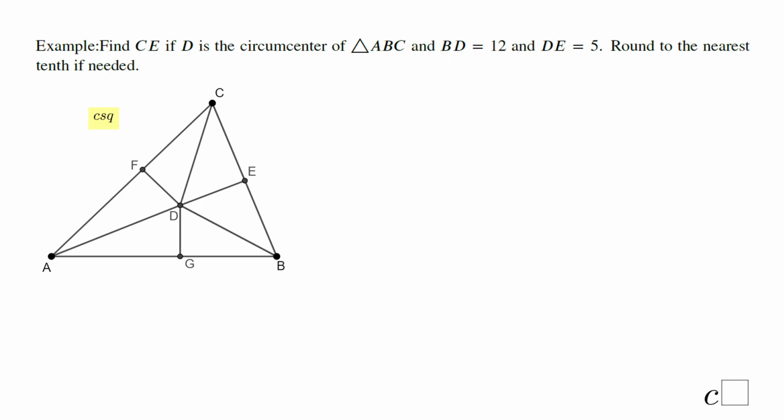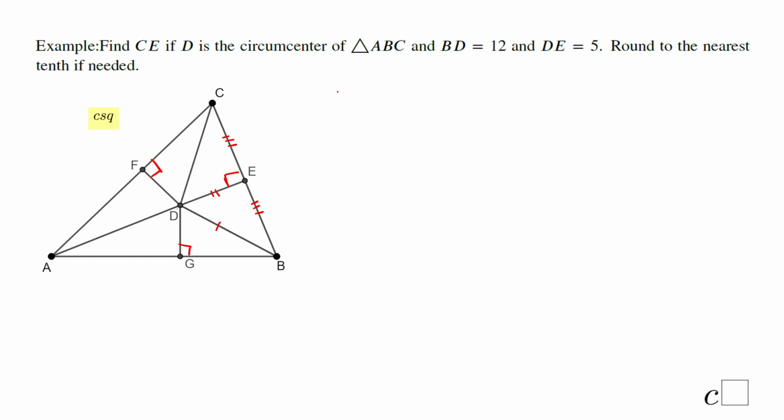Now let's see some problem here. We have this triangle, point D is the circumcenter, so probably I should have this right angle here to show that. Okay, and we know BD, this segment here, is 12, DE is 5, and we need to find CE, this segment right here. So the first thing I want to say is that CE is congruent with BE because AE is the perpendicular bisector. We notice D is the circumcenter.